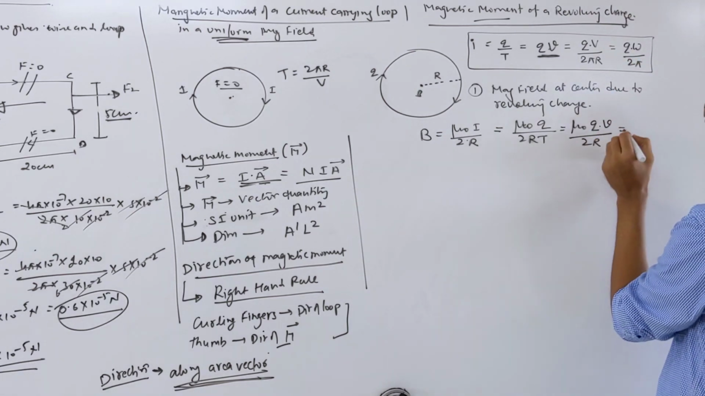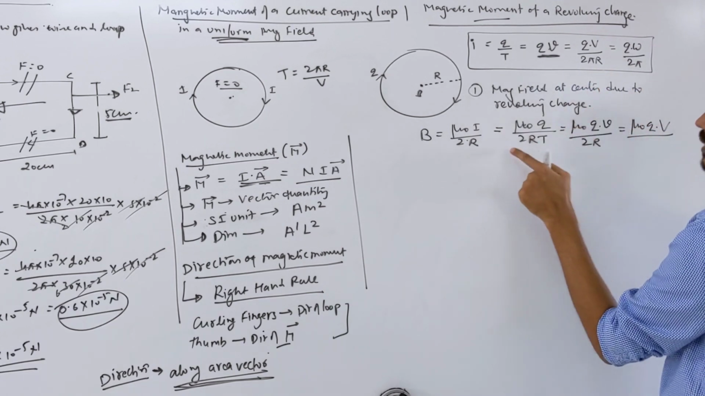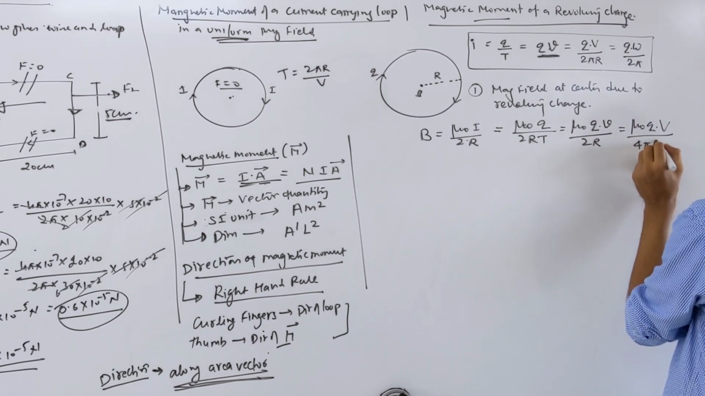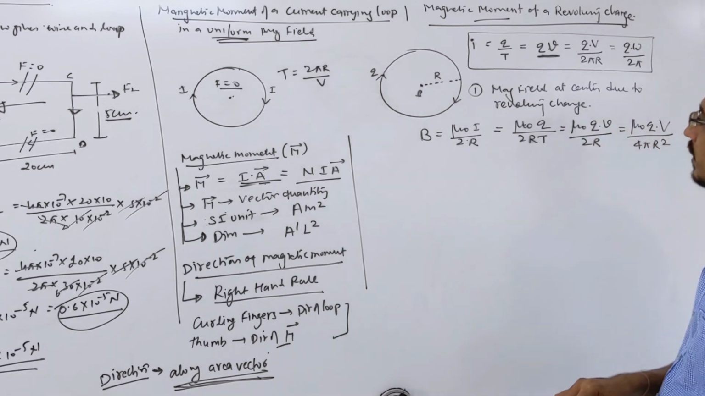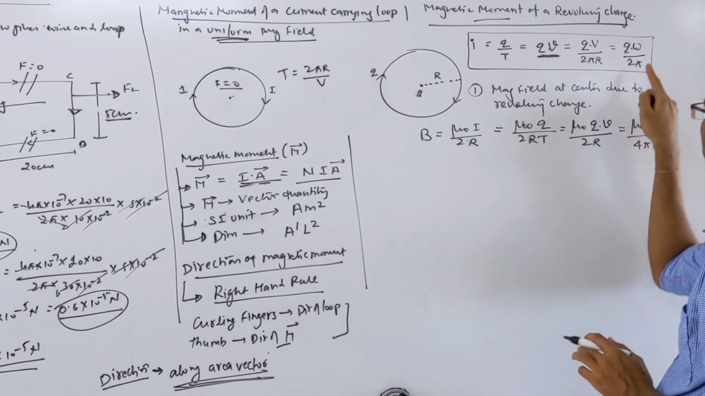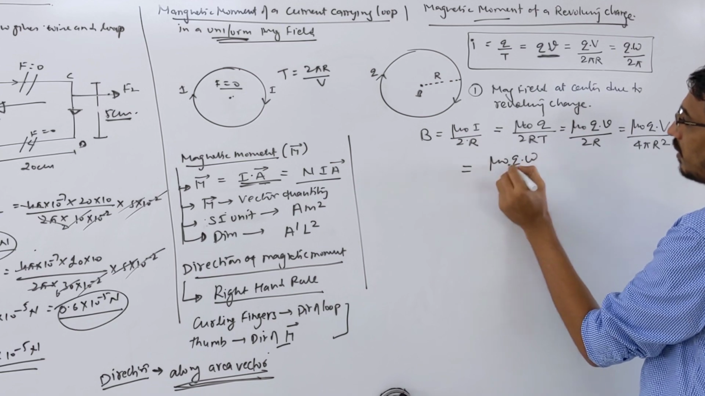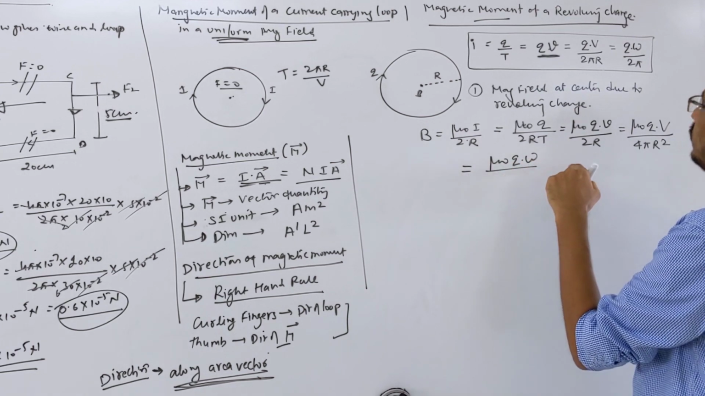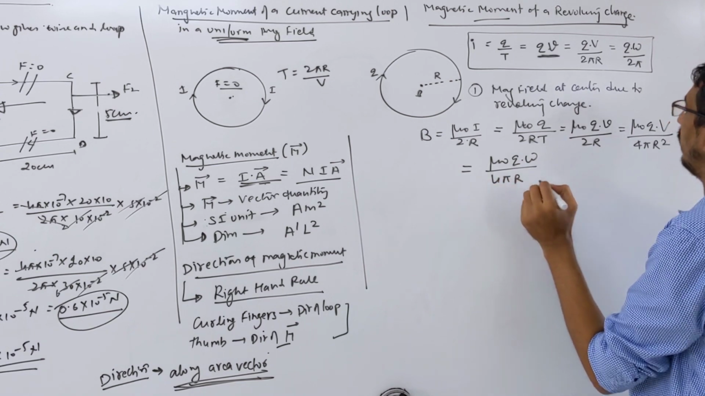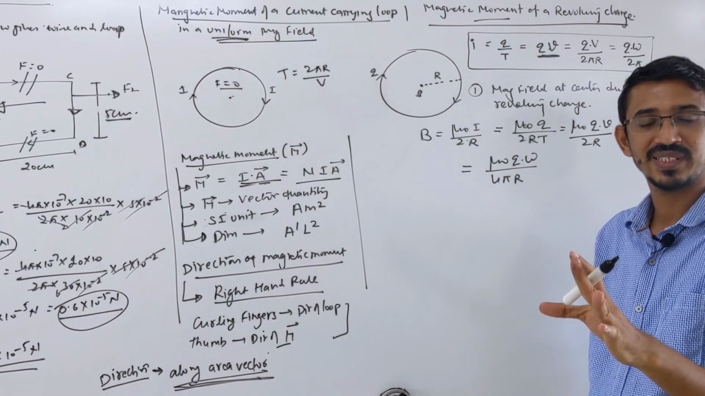All these formats you can replace here. Just mu naught Q into V by 2 pi R, and 2R is already there, so it becomes 4 pi R square. Correct, 2R is already there and 2 pi R square is coming, so it's 4 pi and R square. You can write that format also equal to mu naught Q into angular velocity by 2 pi, and with what we have here, it's 4 pi R only. So these are all the magnetic field produced by a revolving charge at the center.